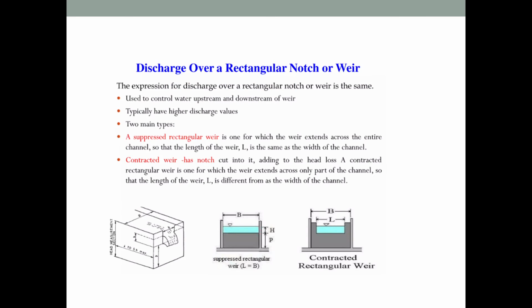You can see the discharge over a rectangular weir. A rectangular notch or weir is used to control water upstream and downstream, and it will have high discharge values. The first one is the rectangular weir, which extends across the entire channel, so the weir's length is equal to the width of the channel. In the case of a contracted weir, it is cut into, adding to the head loss, so you have a contracted rectangular weir, which extends only across a particular part of the channel. The length of the weir will then be different from the width of the channel. You can see the difference here.